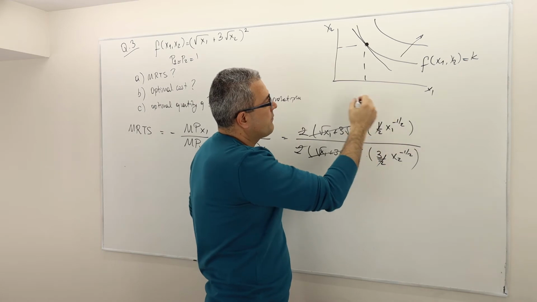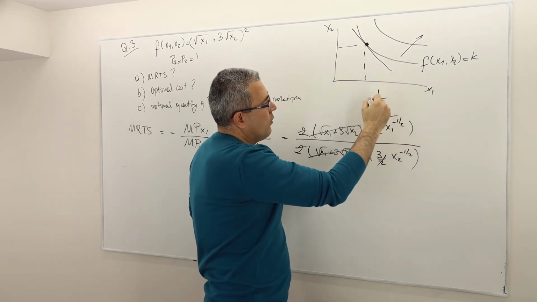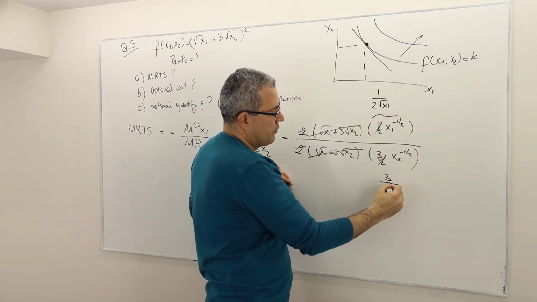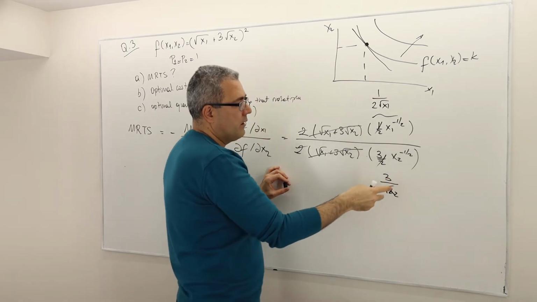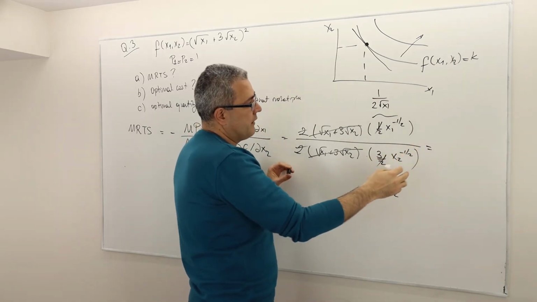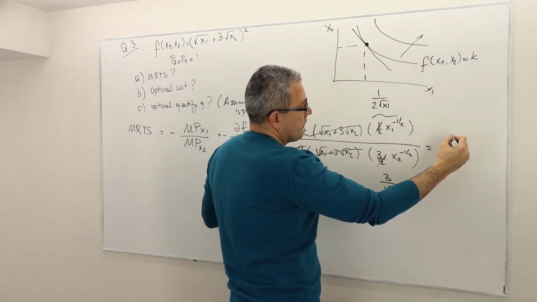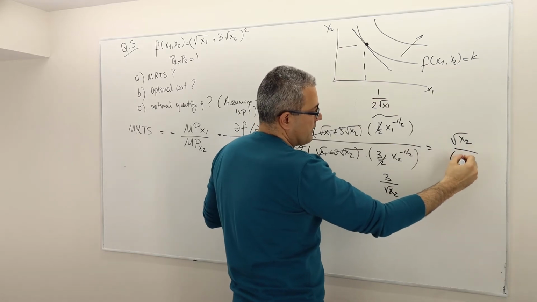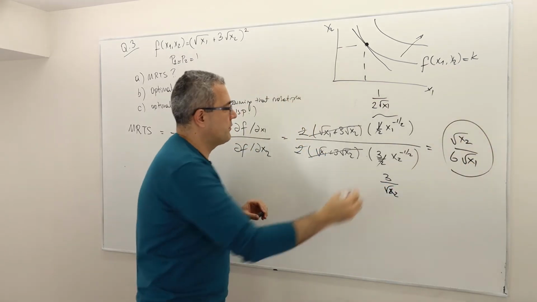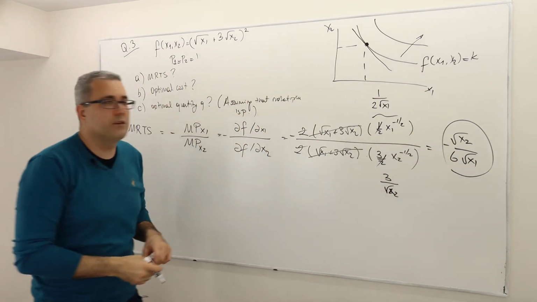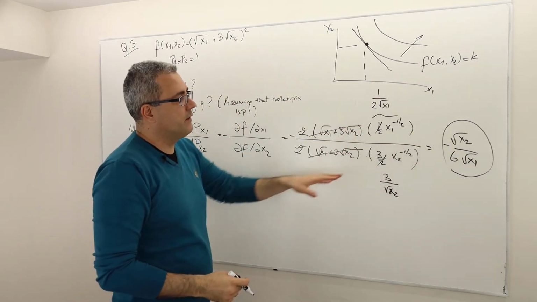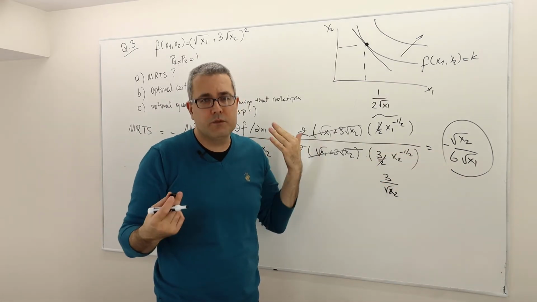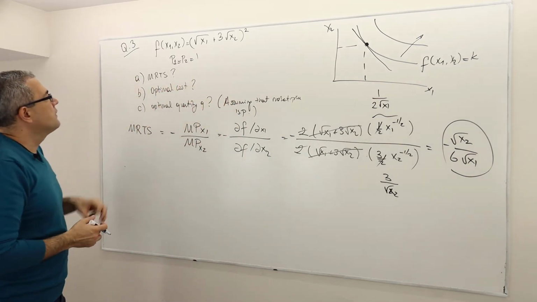So remember, this is basically 1 divided by 2 square root of x1, and this guy 3 divided by square root of x2. And so I basically flip this, and what I'm going to have is the following: square root of x2 divided by 6 square root of x1. All right, oops, I forgot my minus sign. Don't do that. So this is going to be my marginal rate of technical substitution. Clearly it depends on x1 and x2 values. Makes sense. So that's part A.